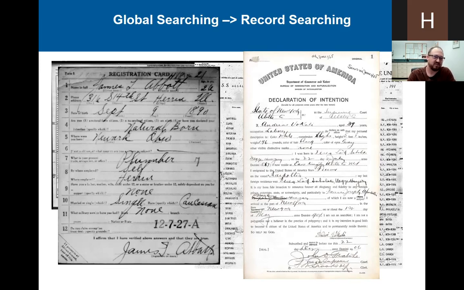What you're basically doing is record searching for these. You go out and you search for the census records. You go out and you specifically search for a passenger list. You specifically search for a draft registration card.